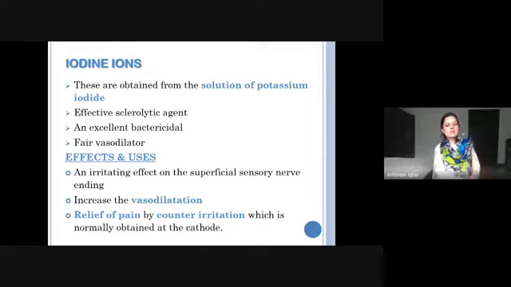When you introduce these iodine ions through the electrode, an irritating effect on the superficial sensory nerve endings occurs. So they increase the vasodilation. They also relieve pain by the process of counter irritation, which is normally obtained at the level of the cathode. Counter irritation is a phenomenon in which you give a counter irritant that is more intense, so it suppresses or masks the previously present pain. So by this process, you can also relieve the pain.